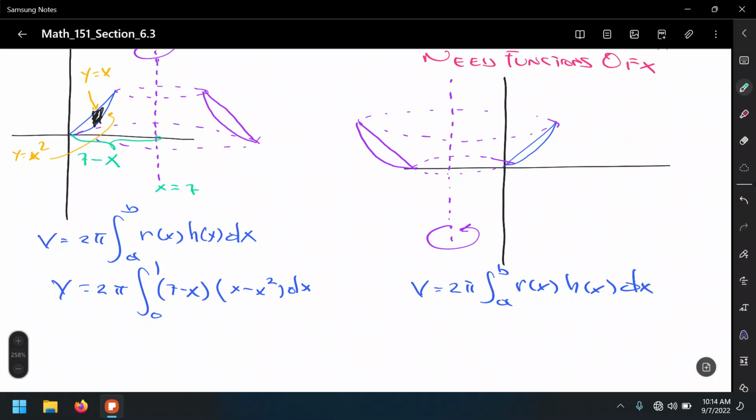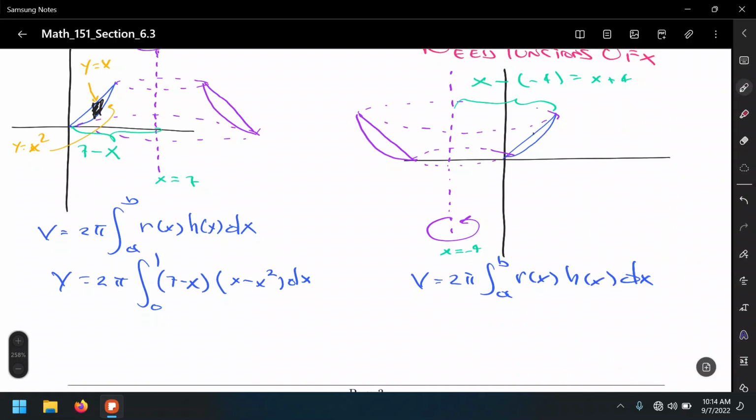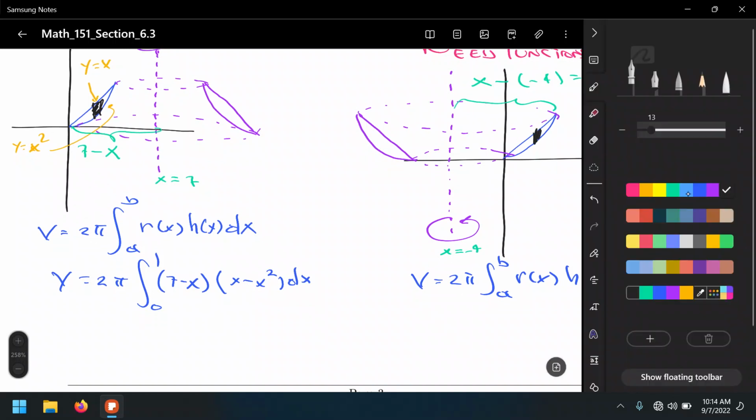Let me use the screen. From the axis of rotation, we are going to go to the outermost point, which in this case is x, minus the position of the axis of rotation, which happens to be x equals -4. So that's x plus 4, right? And the top minus bottom is easy to describe in the same way that we did with the previous part.